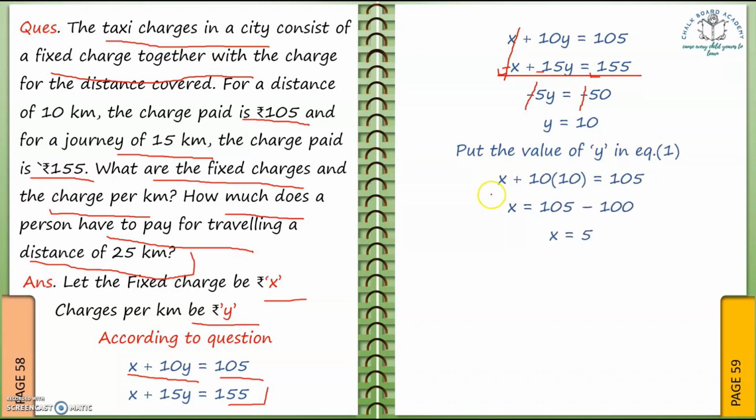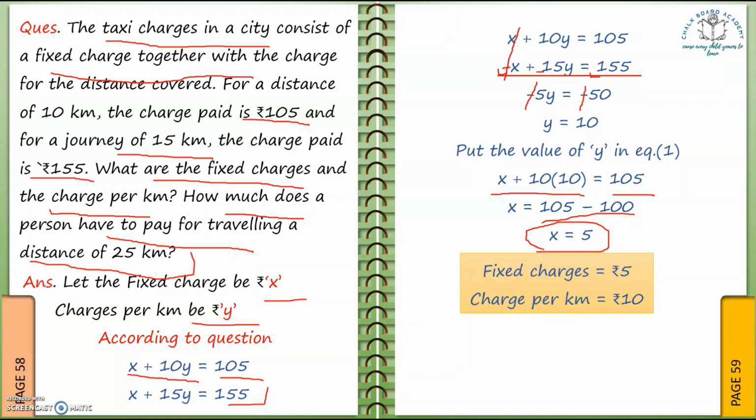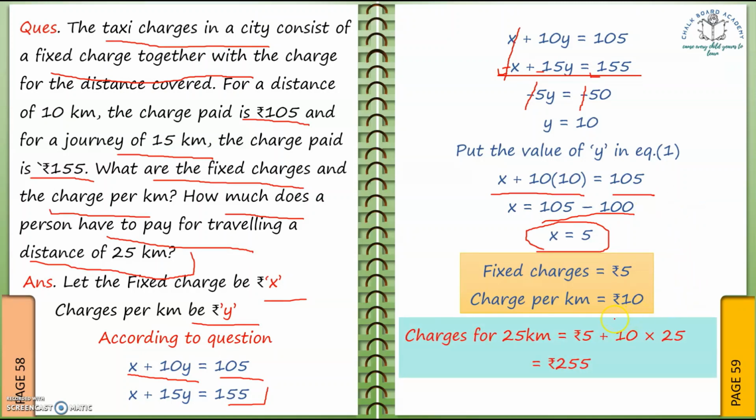So we get x plus 10 multiplied by 10 is equal to 105, and therefore the value for x is 105 minus 100, that is x is equal to 5. Now we have calculated the first part of the question, that is fixed charges and charges per kilometer. The second part states to find out the charges for 25 kilometers, that is x plus 25 into y. So here x is 5 and y is 10, multiplied by 25 kilometers. So 5 plus 25 into 10, that is 255. So that's the answer here.